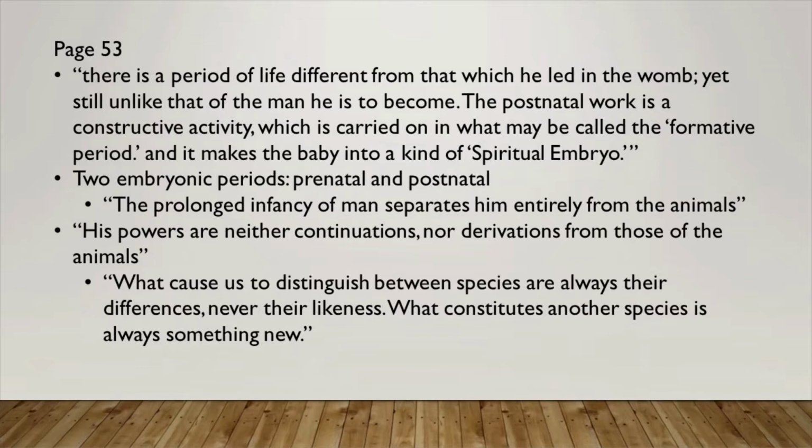So my chapter starts on page 53. And on page 53, she says, there is a period of life different from that which he led in the womb, yet still unlike that of the man he is to become. The postnatal work is a constructive activity which is carried on in what may be called the formative period, and it makes the baby into a kind of spiritual embryo. So she says there are 2 embryonic periods. There's a prenatal one, and then there is a postnatal one.